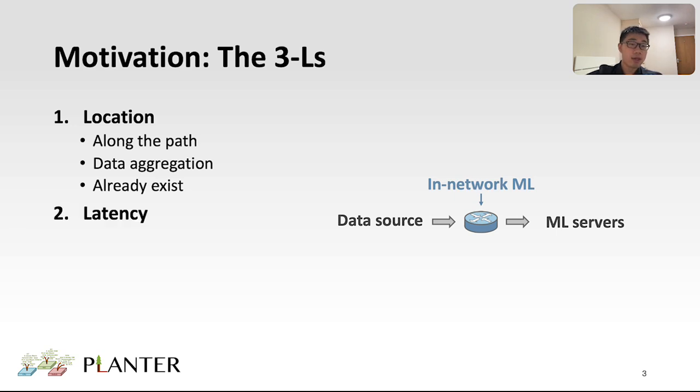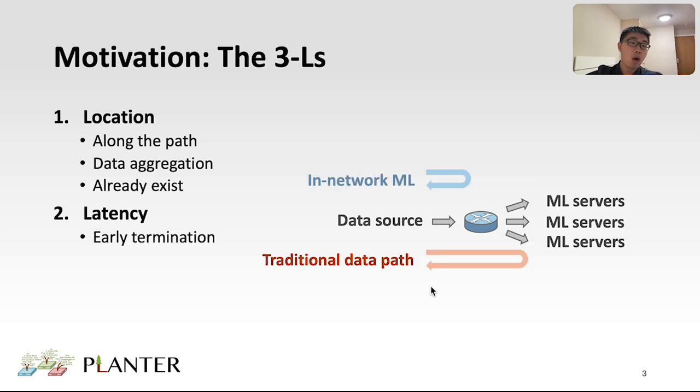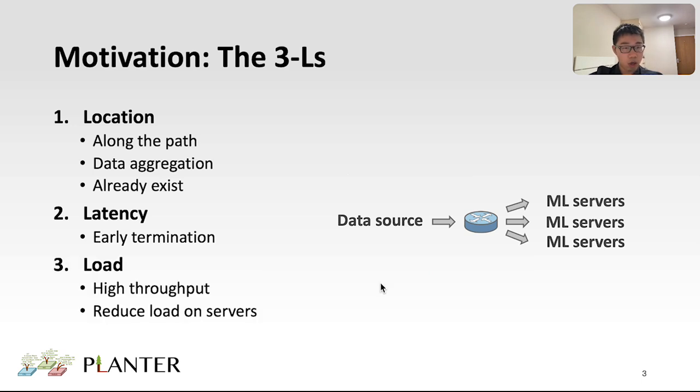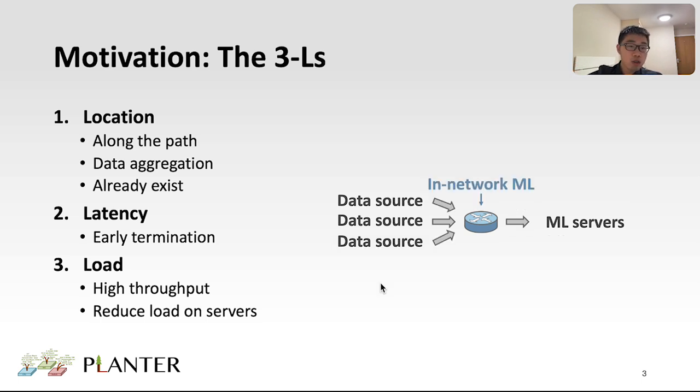The second L is latency. Terminating data on a network device along the path to the cloud will always have lower latency than processing in the cloud. Therefore, in-network machine learning can significantly reduce latency. The last L is for load. Network switches can process and classify billions of transactions per second. Transactions that no longer go to servers, therefore reducing the load.